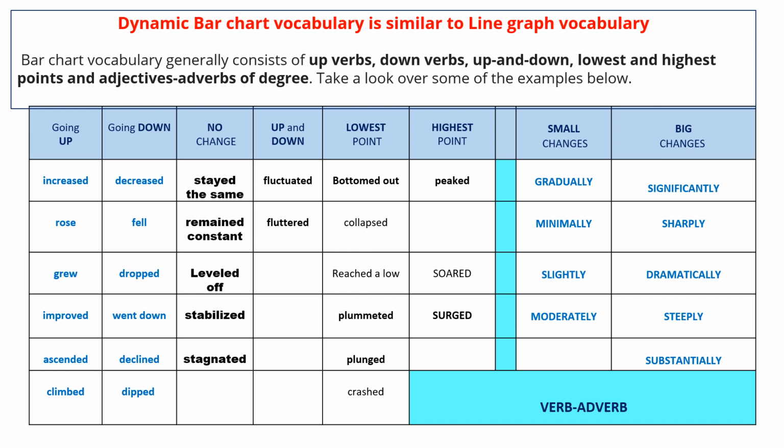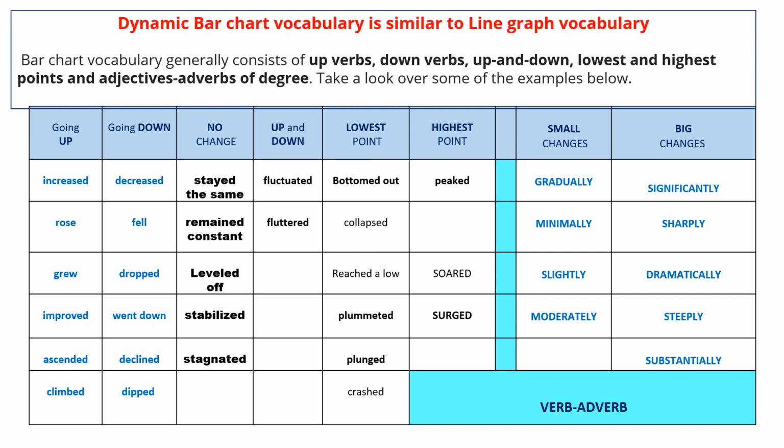And for when there is no change, when it's stable, we used these words: stayed the same, remain constant, leveled off, and all. For the highest point and lowest point, and when it is going up and down, we have the word. Same thing you can use here for the bar chart.